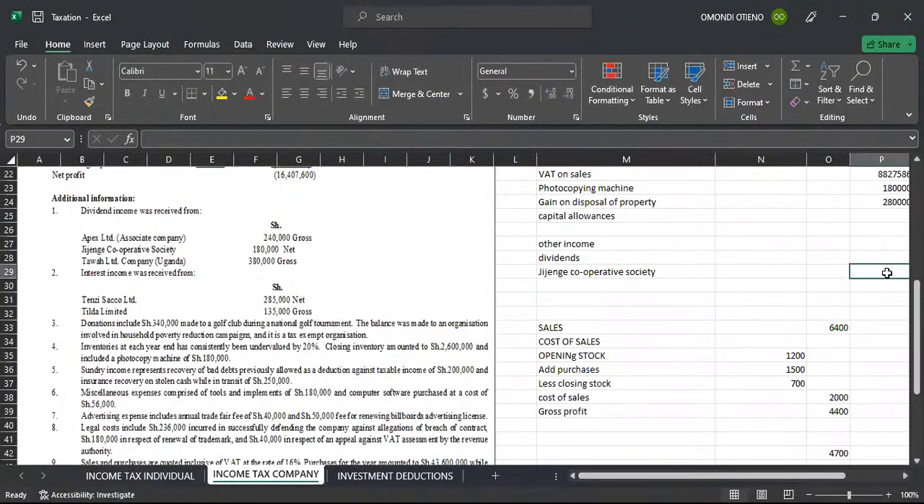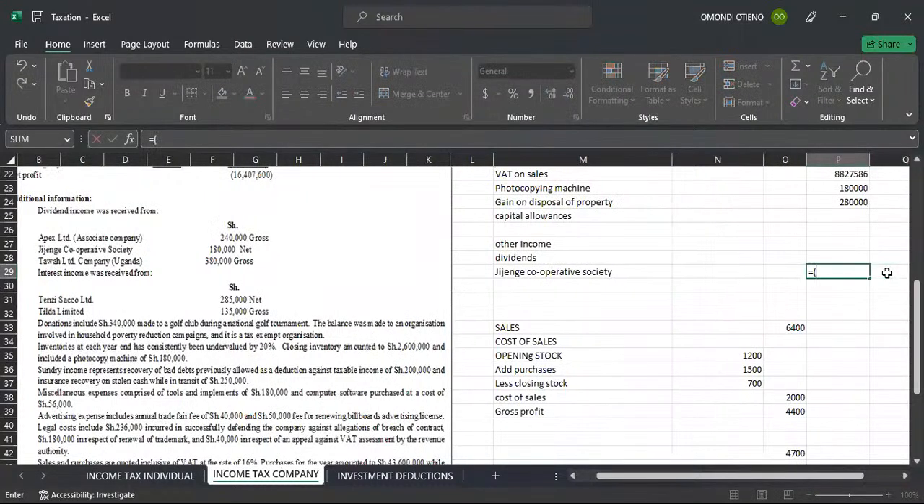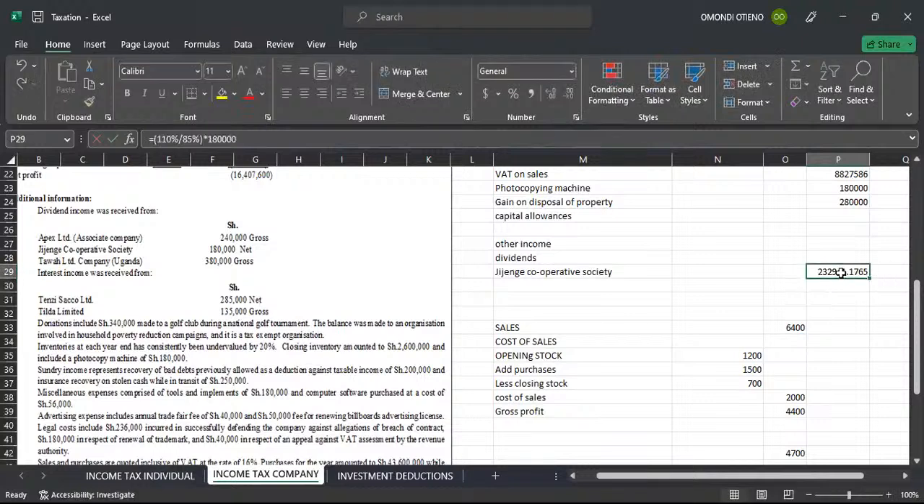So the income from Jijenge Cooperative Society, we are going to have 100 over 85, we multiply by 180,000. Oh, I see I've inserted 110, not 100. Yes, so that's what we have there.